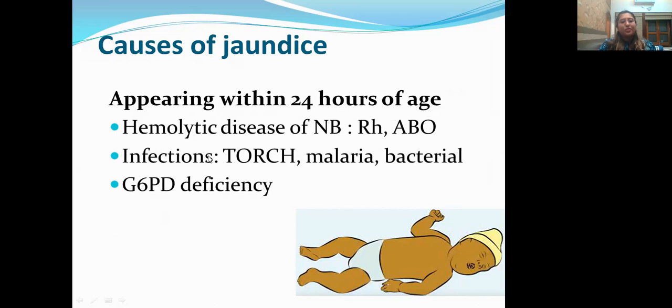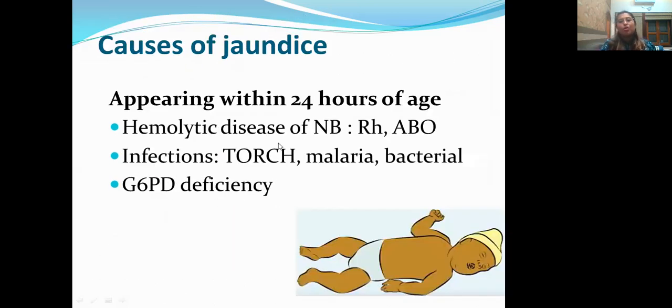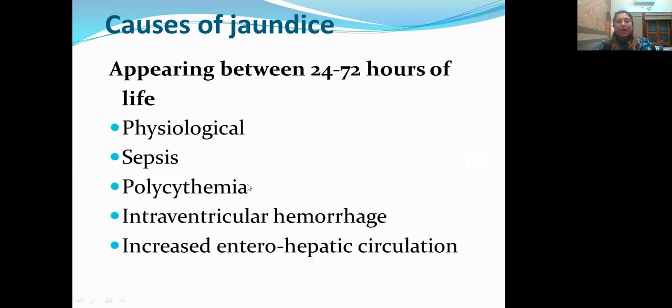Then it could be because of infections like TORCH, malaria, or bacterial infections. These intrauterine infections or any sort of infections are moreover going to lead to a conjugated hyperbilirubinemia. Then we have G6PD deficiency. Other causes, that is between 24 to 72 hours of life: physiological, the most common. After that, it could be sepsis, whereas sepsis also mostly leads to conjugated hyperbilirubinemia.